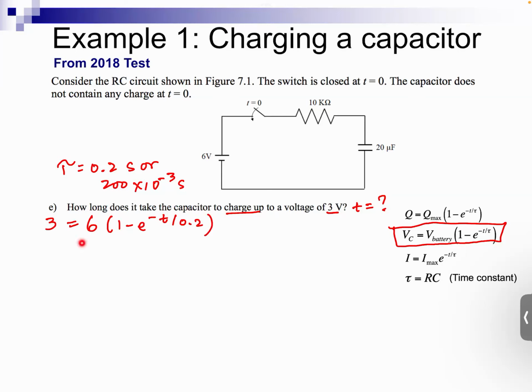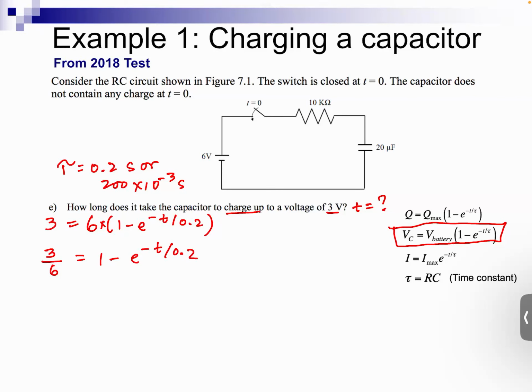And what I want is to rearrange my equation to isolate the time t. Okay. And how do we do that? A little bit of revision here. So you have 6 being multiplied to the brackets here. So before you can do anything with the exponent of e here, you need to get rid of this multiplication sign. So you divide both sides by 6, you go 3 divided by 6 will give you 1 minus e to the negative t over 0.2.